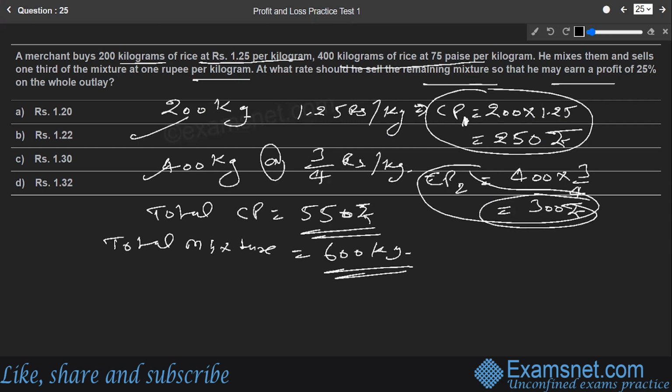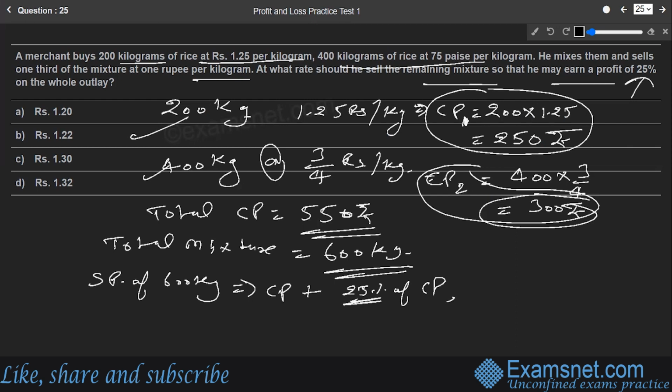Then they say, now let us find out the selling price of this 600 kg. How can we find out the selling price of 600 kg? The 600 kg quantity is being sold, and they are saying the total profit to be achieved is 25%. Okay, so 25% profit is to be achieved over the 600 kg rice. So the selling price of this 600 kg rice should be the cost price plus 25% of cost price. That's what should be the selling price of 600 kg to earn the 25% profit.